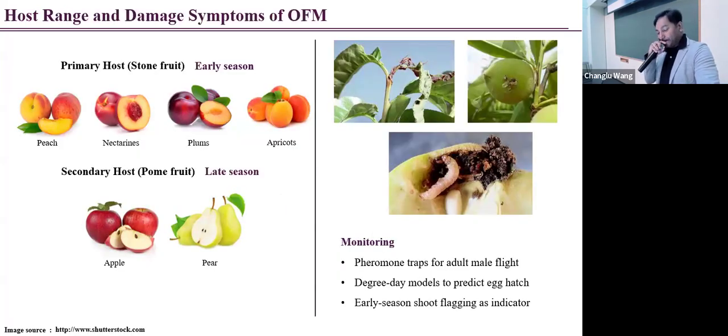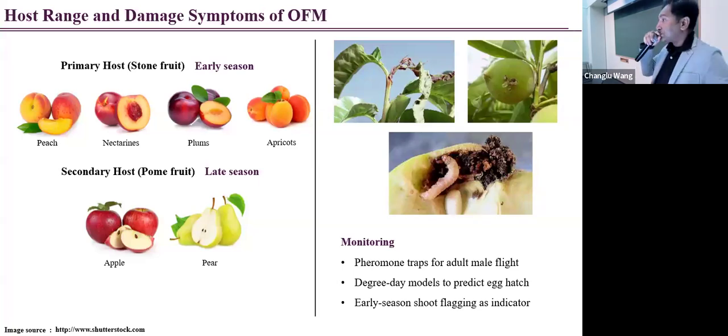Here you can see that it has two kinds of hosts, a primary host and a secondary host. The primary hosts are peach, nectarines, plums, and apricots. This Grapholita molesta is actually a major pest of peach. In the early season, flagging occurs when a larva tunnels into the new shoots. You can see the pictures on the right side.